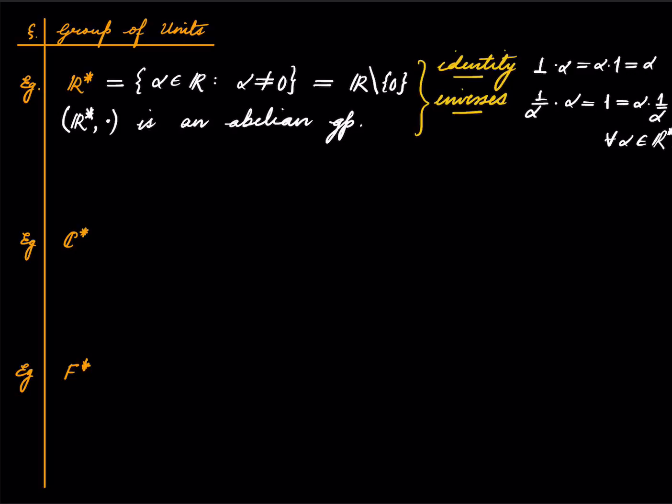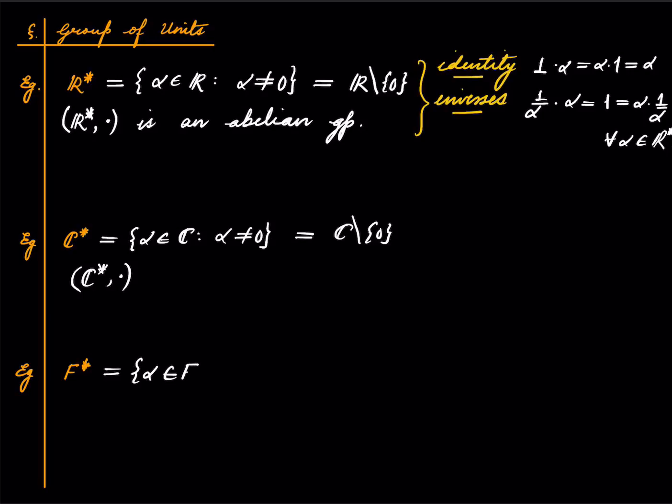So this is the thing, and you can do the same thing for complex numbers. Exactly the same definition. This is a group, an abelian group again, and more generally for any field, if you take those things in the field which are non-zero, then again you get a group.